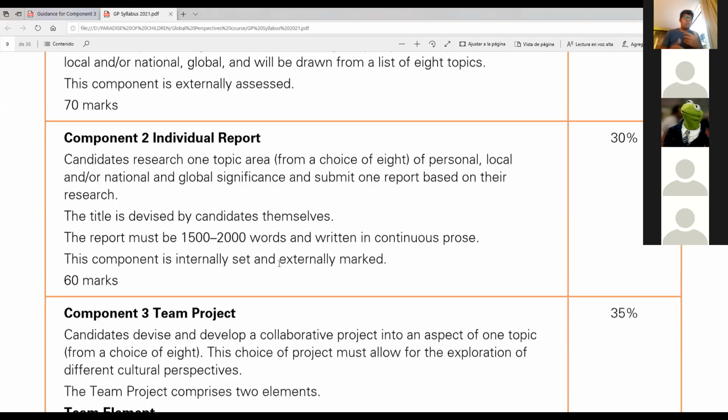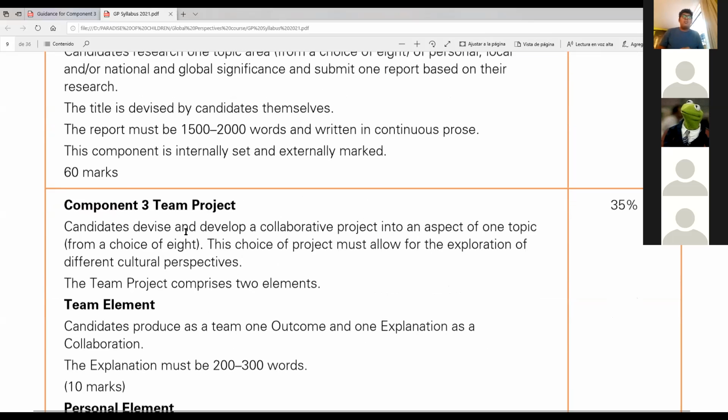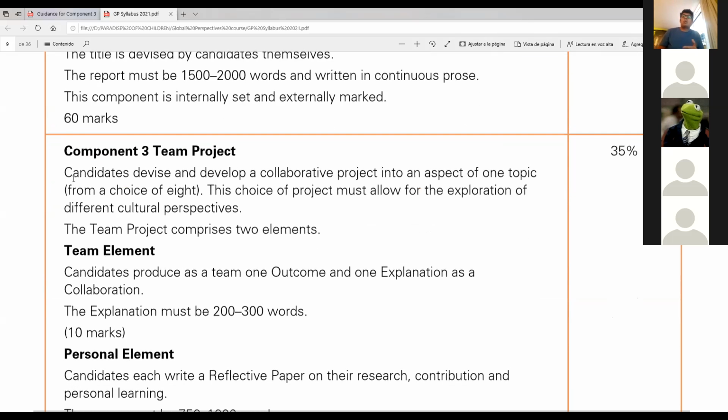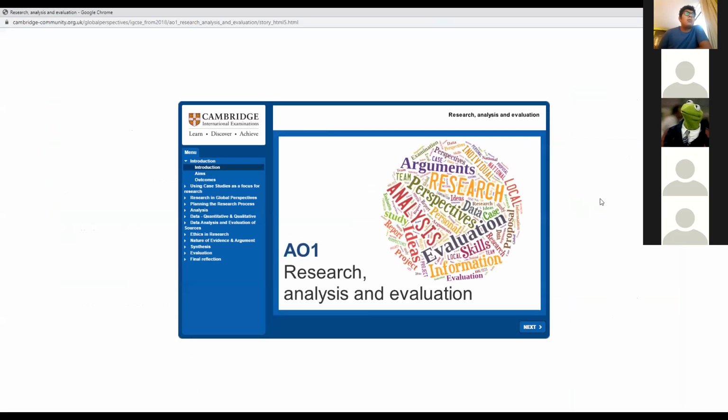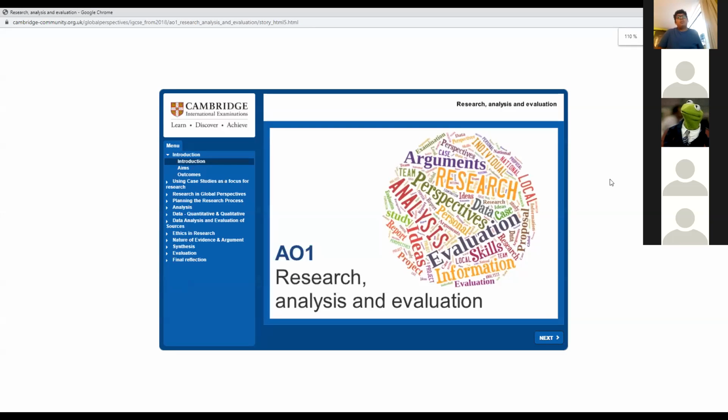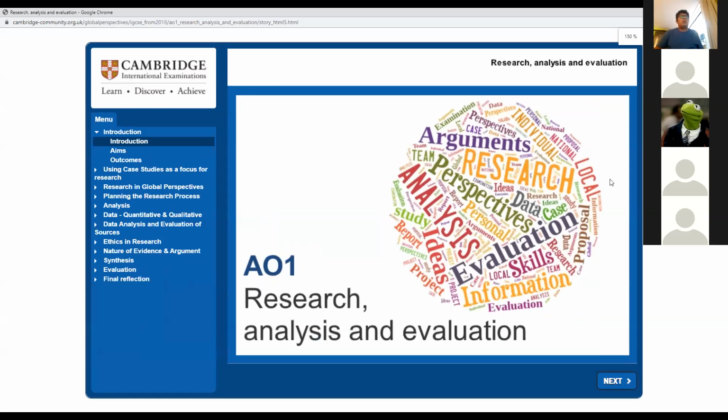Okay, we're going to change it over time. We have 1 year to do it. And that is for the individual report. As of now, start working on your team project, and the real class of global perspectives is going to start next week, where we are going to do modules online of global perspectives. Okay, this is what we are doing.